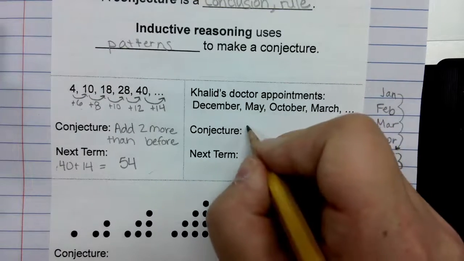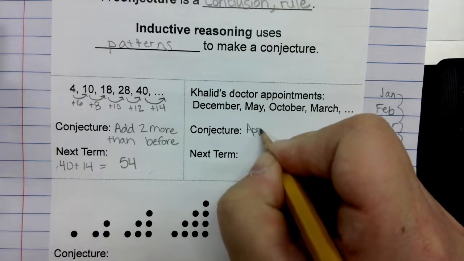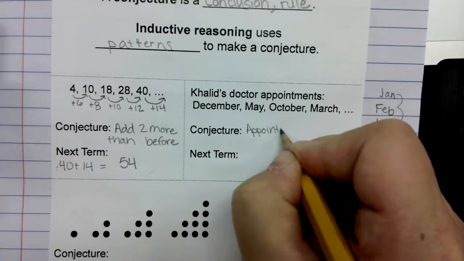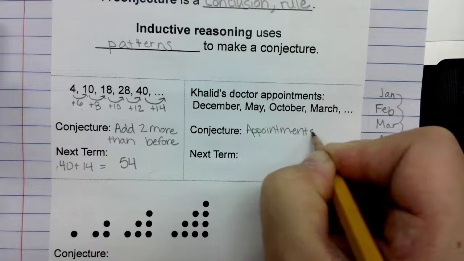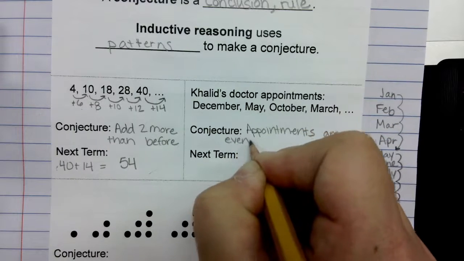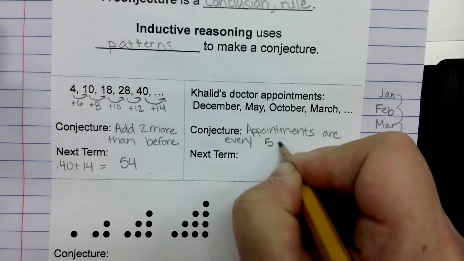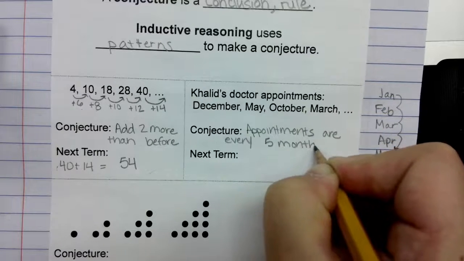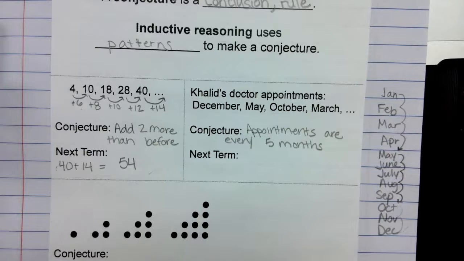So appointments are every 5 months. So if we know that Khalid goes to the doctor every 5 months, when should he make his next appointment for? And we left off in March.